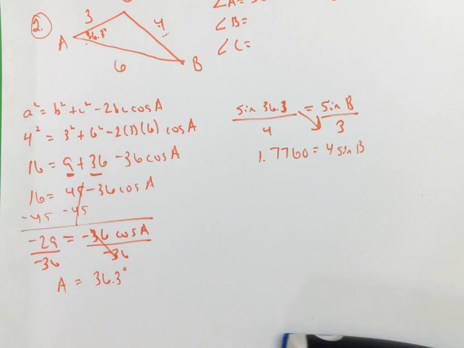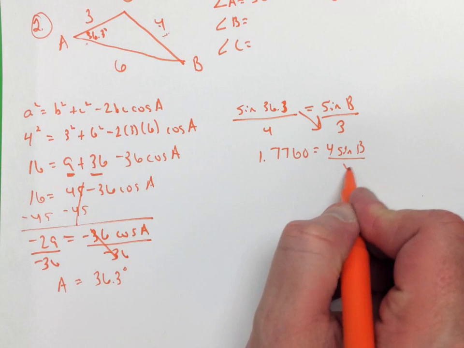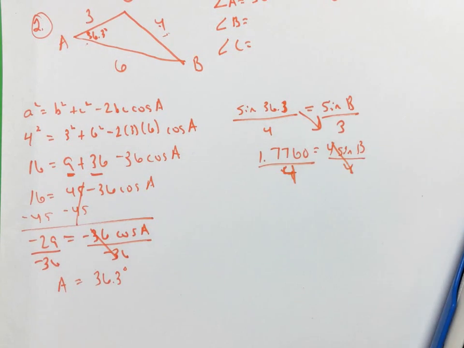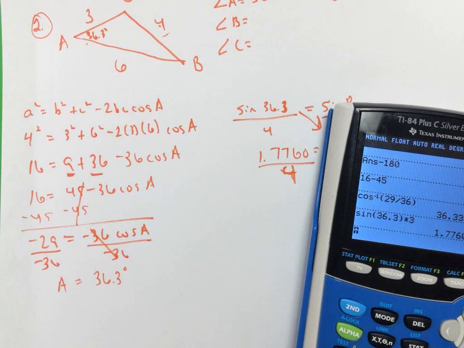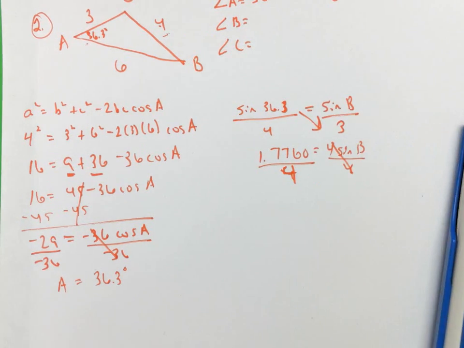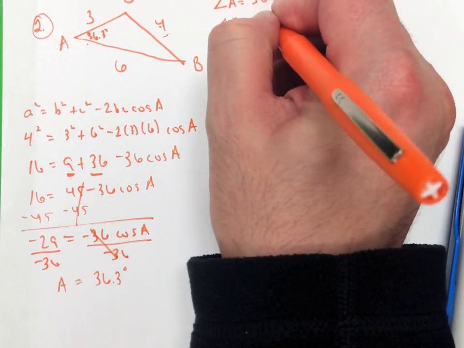I'm going to divide by 4. Well, since I'm looking for my angle, I'm going to type this second sine, 1.7760, divide by 4, and that gives me 26.4. So B equals 26.4 degrees.